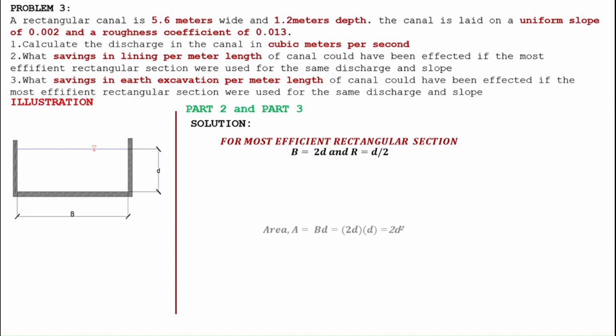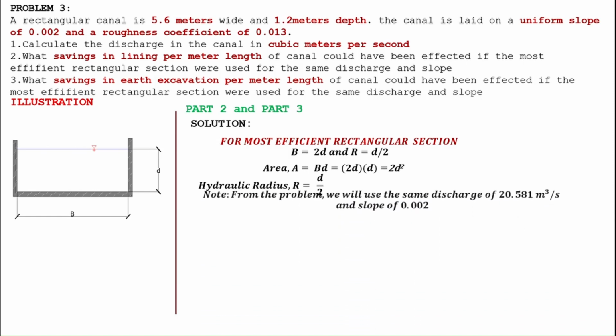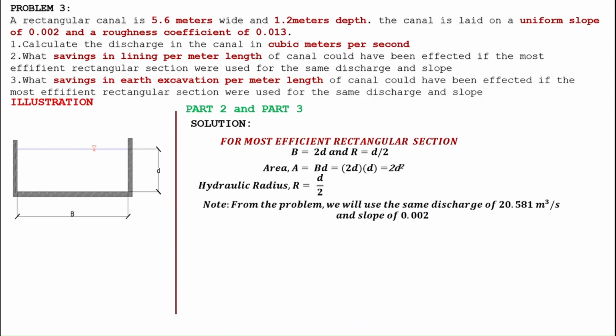Area is equal to base times depth, but since base is equal to twice the depth for most efficient sections, area will now be equal to twice the depth times depth, or 2d squared. Hydraulic radius for most efficient rectangular section is equal to d over 2. In this particular problem, it is stated that only the discharge and the slope will remain constant, so we need to identify the depth of flow.